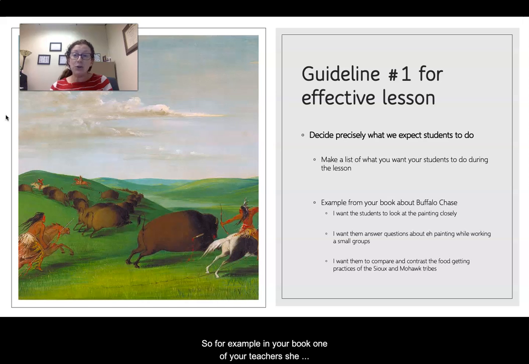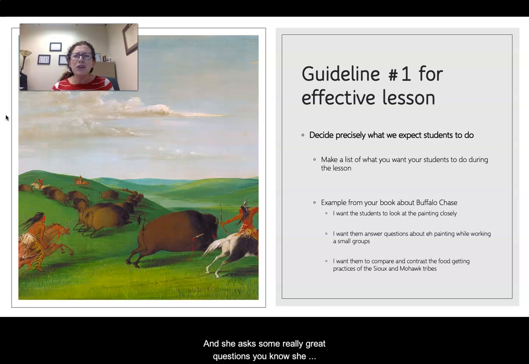So for example, in your book, one of your teachers shows this picture of Buffalo Chase. She provides this picture on the smartboard, and then she also photocopies it and has her students examine it closely at their desks. And she says, I really want my students to look at the painting closely. So you need to budget time for your students to actually look at the painting. And then she wants them to answer questions about the painting while working in small groups. So you need to think about this. What does the classroom look like? How did you get your students in those small groups? And then what are the specific questions that you want your students to answer about this painting?